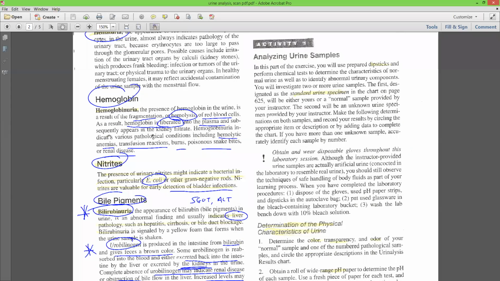Okay, hemoglobin. You should not find hemoglobin in the urine. The cells are likely experiencing hemolysis, so the red blood cells are breaking down. And then when that happens, the hemoglobin is released into the blood plasma and eventually passes through and you'll find it in urine. So it could indicate hemolytic anemias, transfusion reactions, which means someone was given blood from a donor, burn victims, poisonous animal bites, renal disease.